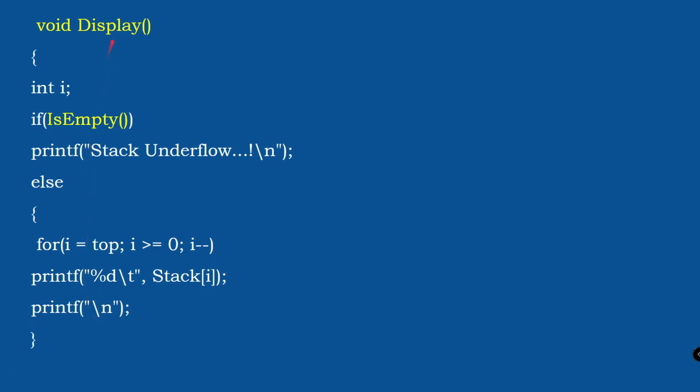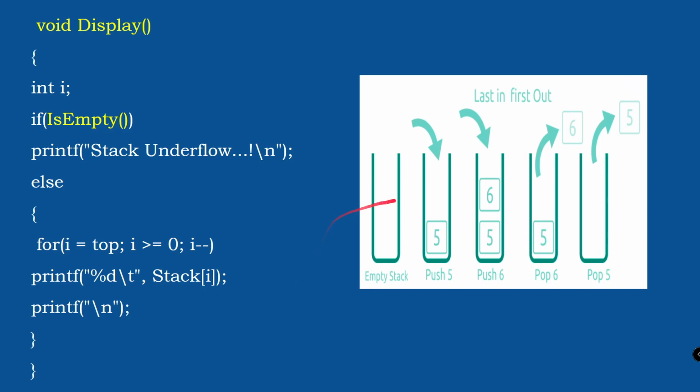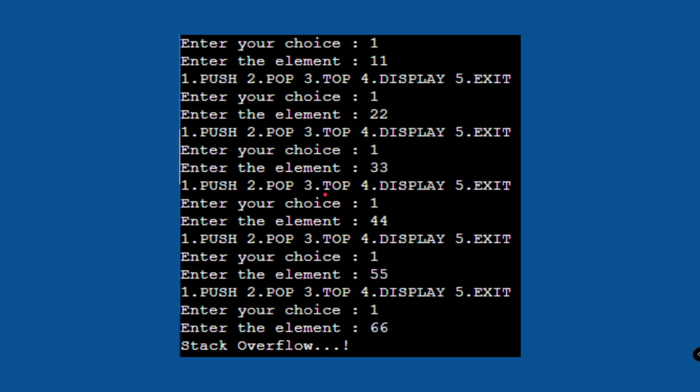So what this display function does is it checks whether the stack is empty. If it is empty, it says I cannot display anything, stack underflow. Otherwise it starts displaying the elements from the top, decrementing one by one, and prints all the elements of the stack. Okay, so this is how the display function works. Let us see how the output works.